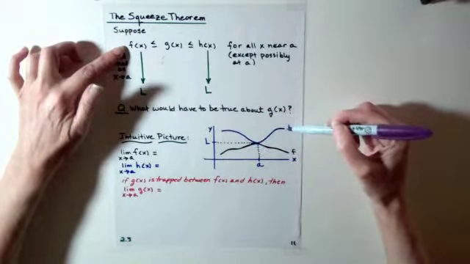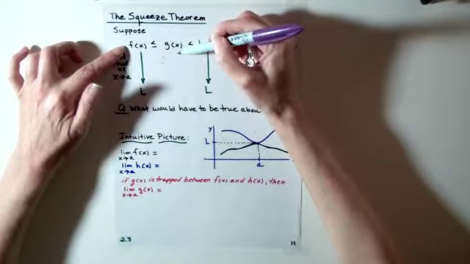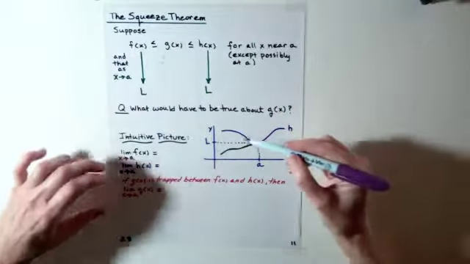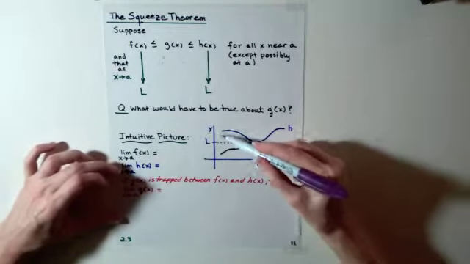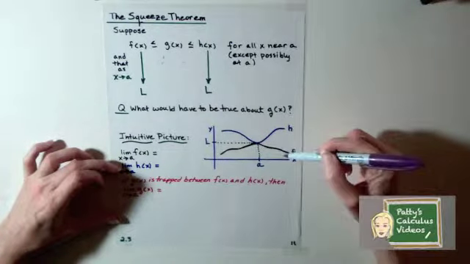I've drawn that in blue. And if I'm telling you that g of x, that output value, is between these two values, that means that the graph of g must lie between this blue graph of h and this black graph of f.